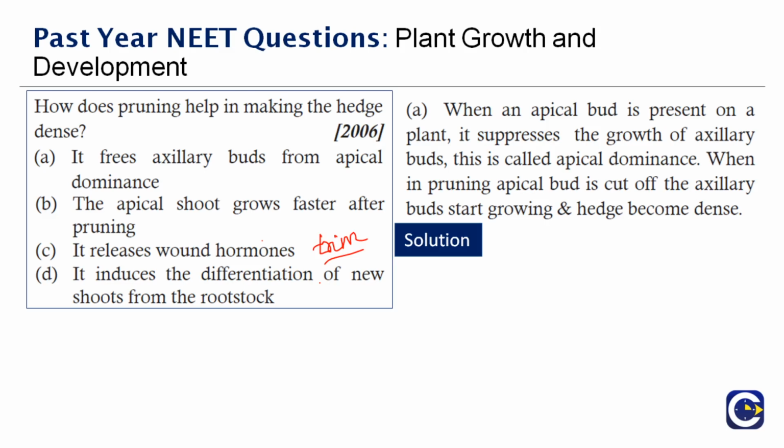So when you cut this, what happens? It frees the axillary buds from apical dominance, and thereby you have regrowth in that place. Therefore, the correct answer is option A. And see, this is the scientific reason why we do that. But the person who looks at it from the outer view, who's not a science student, they simply see it as a beauty. Therefore the correct answer is option A.